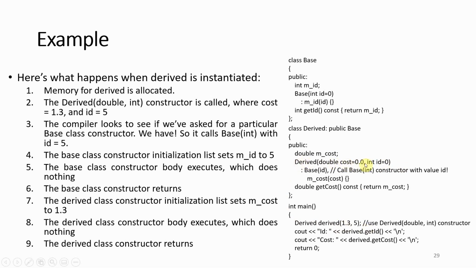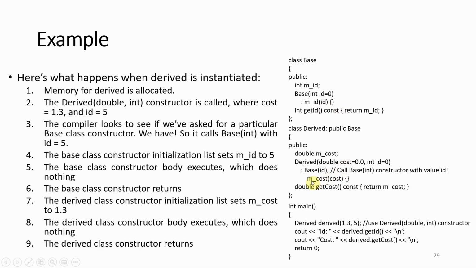So the cost would be initialized as 0. Cost would be initialized as 1.3. It would take over, be overwritten. ID would become 5, and then it would call the base class constructor. Which constructor? The non-default constructor. It would go here. It would initialize ID as equal to 0. M underscore ID would be equal to 0 because this is 0, right? And then there's nothing inside the function, so it would return.